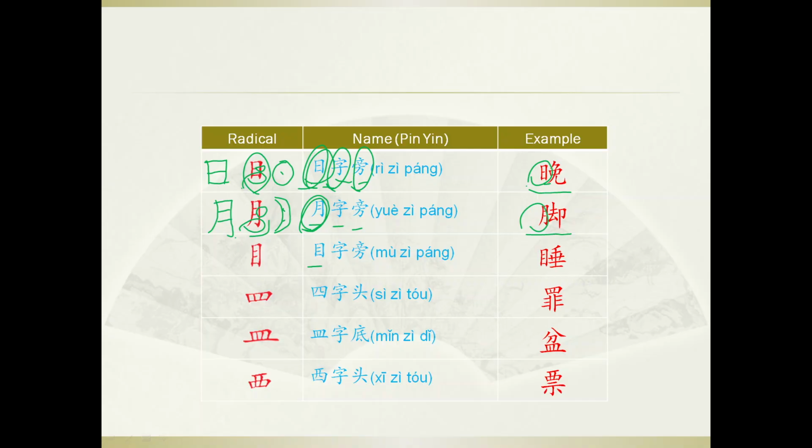Next, 目字旁, eye, commonly seen in an idiom or literature. It looks like an eye too. The difference to the first radical is that this radical has one more horizontal. Let's write it.